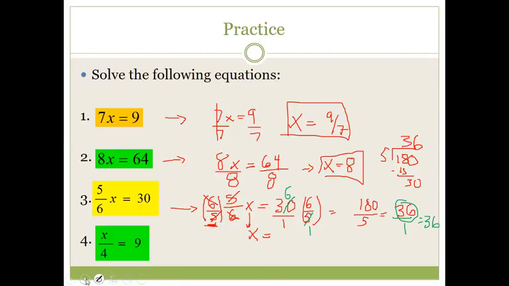But you have to be better at your factors, knowing your multiplication table.